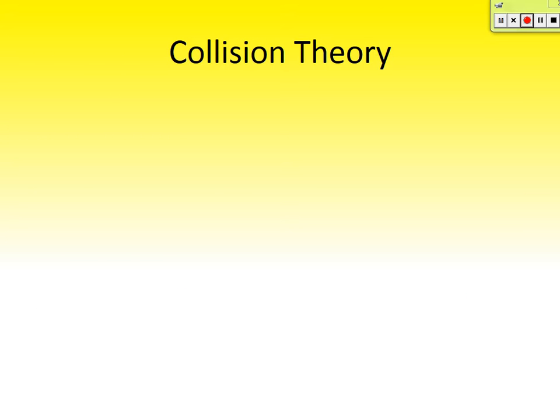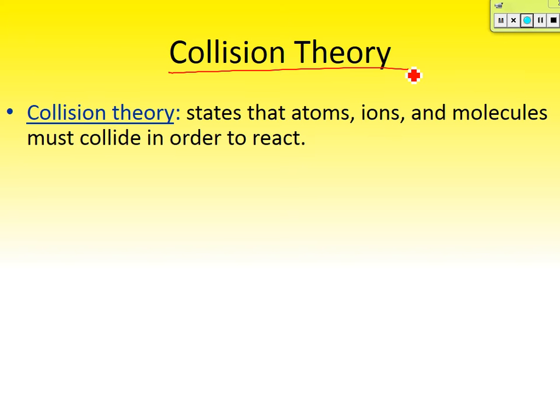So let's talk for a second about how chemical reactions actually occur. And there's this thing, it's called collision theory. It has three parts. And so there's some things you need to write down in your guided notes. So let's start with what collision theory actually is. Collision theory states that atoms, ions, and molecules must collide in order to react. So there must be some collision of the reactants in order for there to be a chemical reaction.